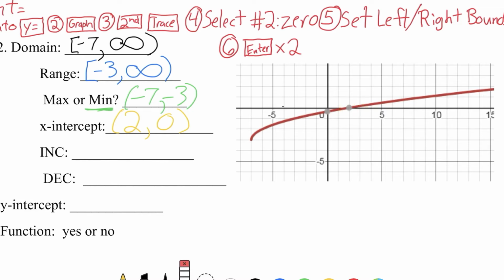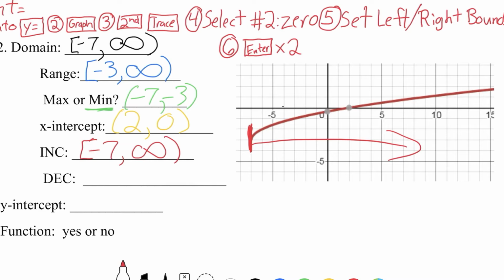Now looking at increase and decrease, starting from our left side going to our right, is it increasing or decreasing? It's increasing. So we have our smallest x value at negative 7. And we're going to the right forever, so positive infinity. Now decrease. Is there any point in this graph that it is decreasing, reading it from left to right? No. So we can put none for decrease.